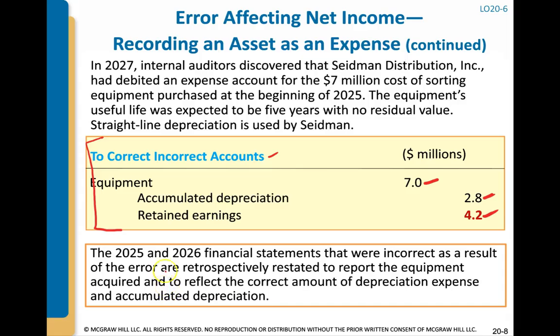The next thing you have to do is, okay, now my books are correct. How am I going to reflect this in the actual financial statements that I'm going to issue? It really depends on if you have comparative statements, right? If you have multiple statements showing and which years are showing.